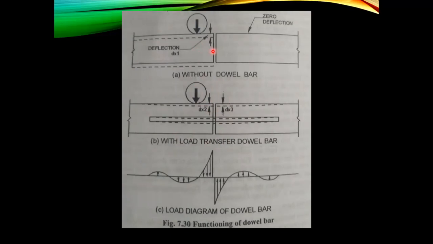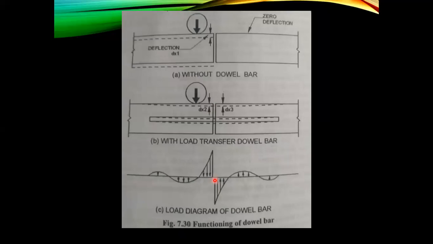Similarly, in the first case, there is no provision of this dowel bar. You can see dowel bar is not provided, so deflection is not transferred to the second slab. And this is the load diagram of the dowel bar. You can see at the joints the load will be happening, or the load diagram is like this. Maximum transfer will be taking place.